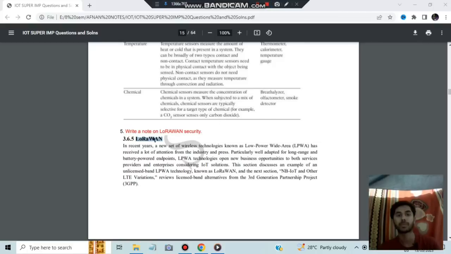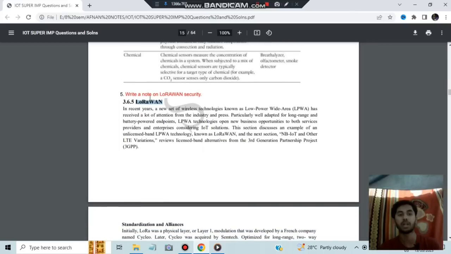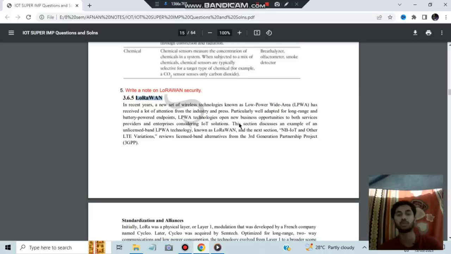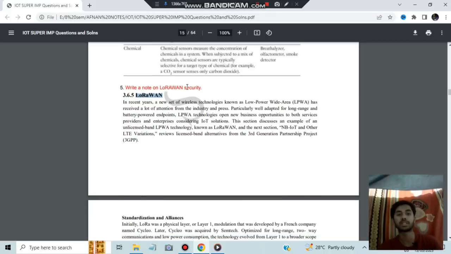Moving on, we have write a note on LoRaWAN security. In this security, we'll be using the concepts in which wireless technologies are used, such as low power wide area networks, which receive a lot of attention from the industry and the press. They are particularly well adapted for long range, battery powered devices, and LPW technologies open up new business. Basically, this is a security protocol being used here.